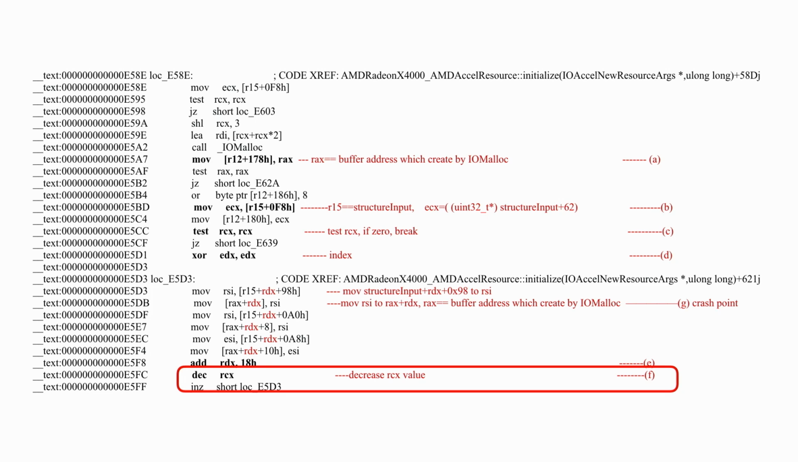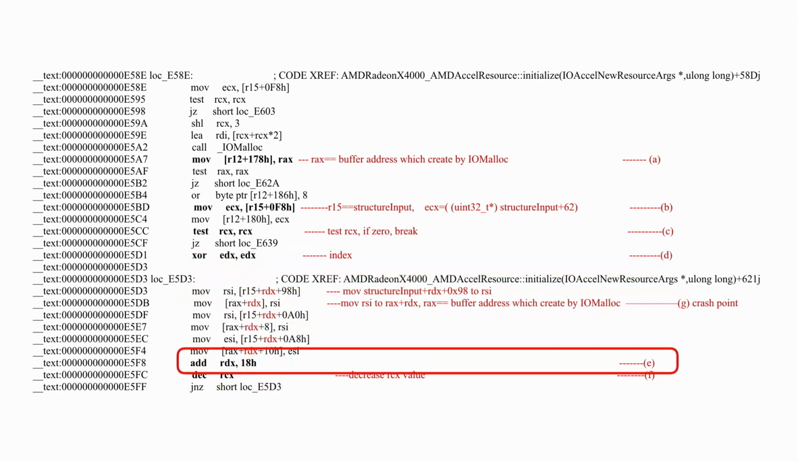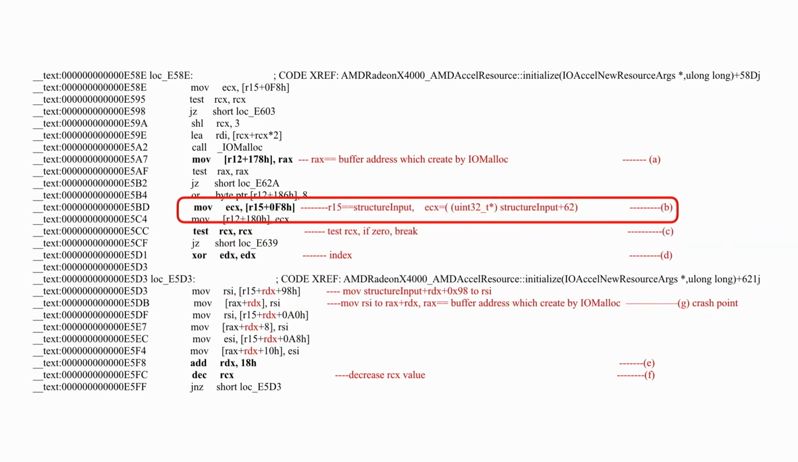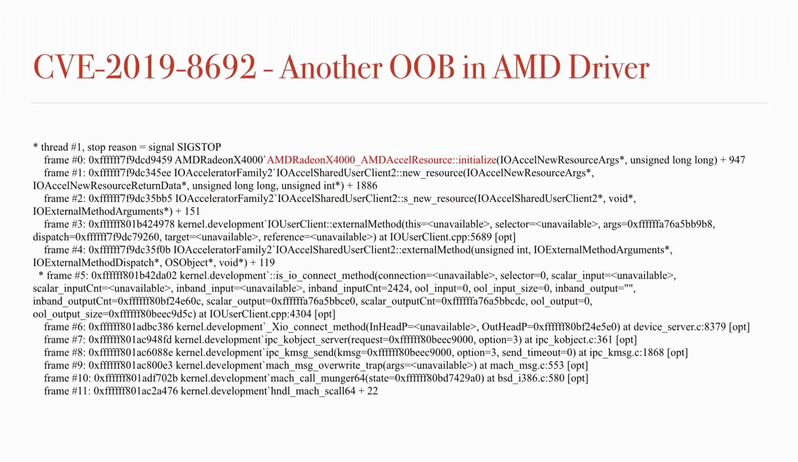And from place D and place E, we can see that the RDX register is used to control the copy size for each copy. Place G is the copy operation which copies data from structure input to our malloc buffer. So obviously, the RCX value is got from user space in place B and has no checks. Therefore, an out-of-boundary read will happen if it is a big value.